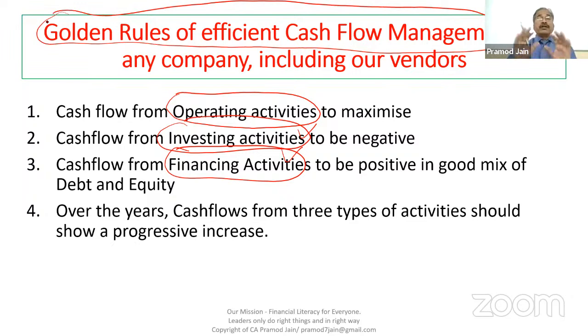And let me tell you friends, there are 4 golden principles of efficient cash flow management, and that is number 1, cash flow from the operating activities got to be maximum. Number 2, cash flow from the investing activities got to be negative. And क्यों नेगेटिव? अगर नेगेटिव है इसका मतलब क्या है?